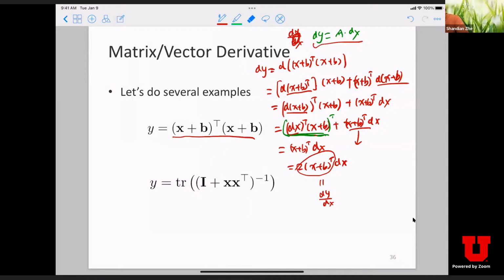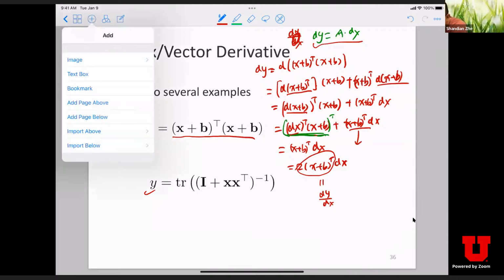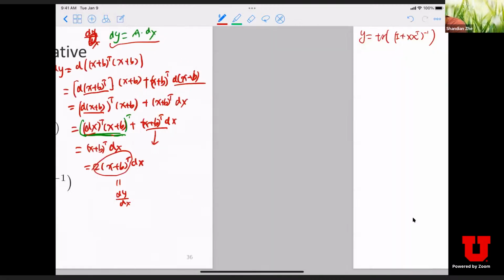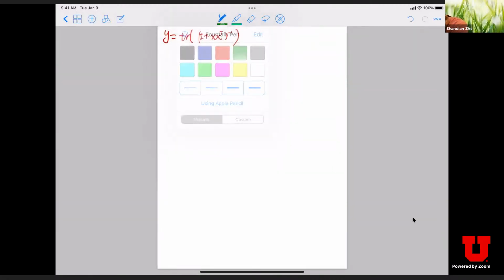Next, let us look at the second case. This one appears to be a little bit more challenging, but it's good practice to apply all the new rules we have covered. So I'm going to create a new page and write the function y = trace of (I + x x transpose) inverse. Again, our goal is to derive the derivative in the form of a times dx.